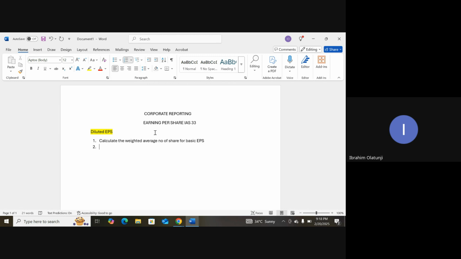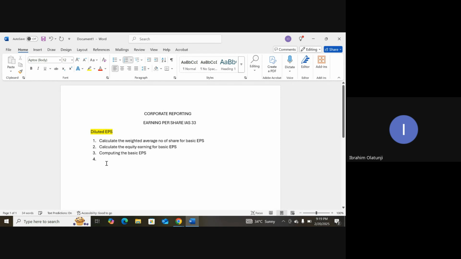And also we have to calculate the equity earnings, if we are not given earnings for basic EPS. Then number three is to compute the basic EPS, we are computing for basic EPS.